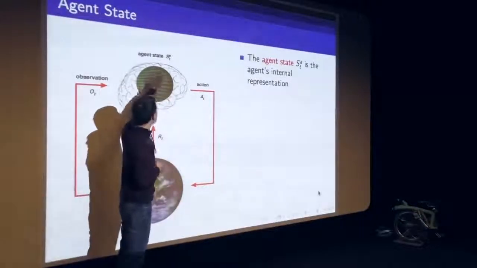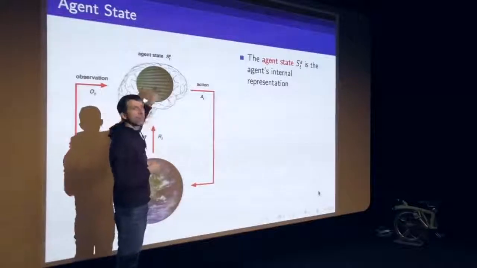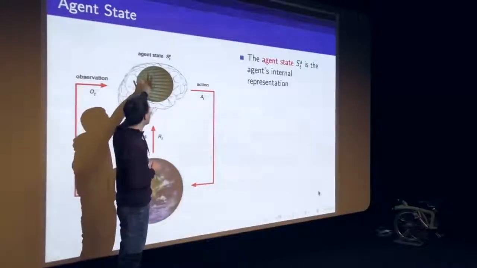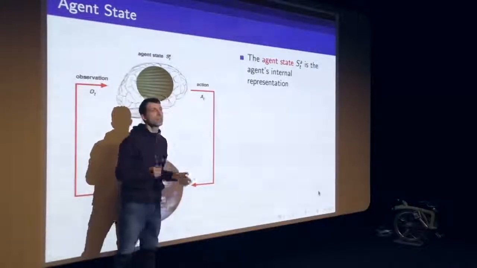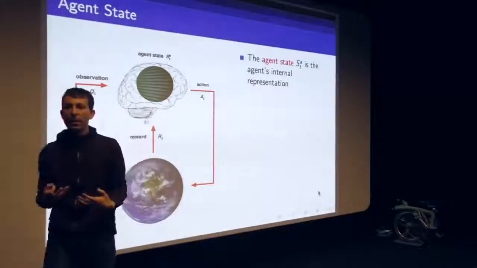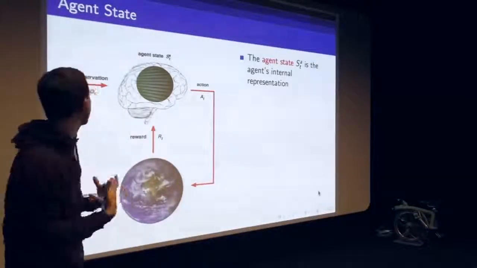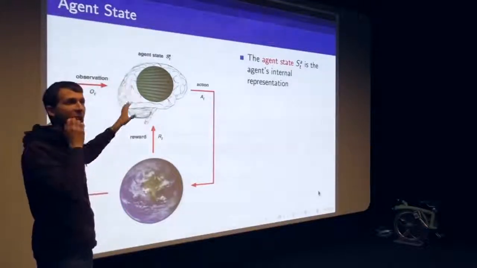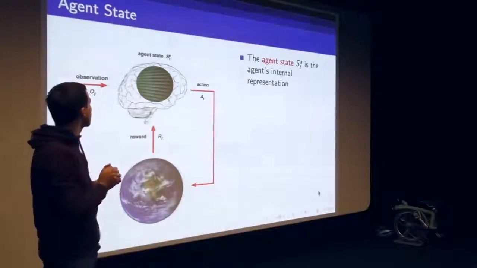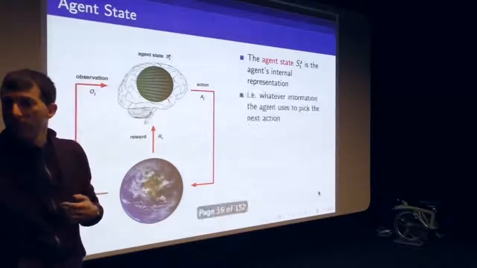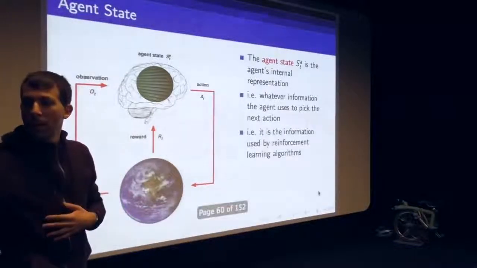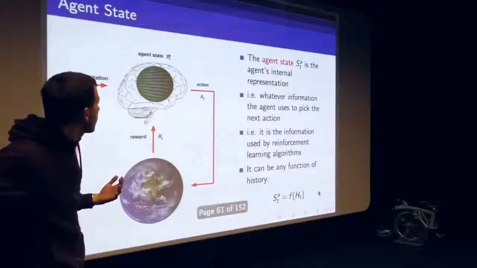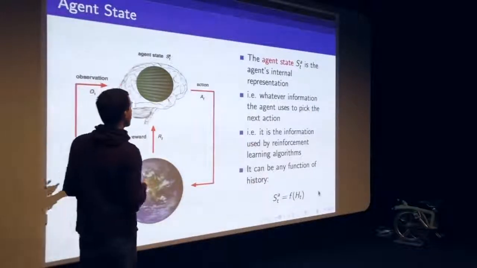So whatever information we choose to store and capture here is what we call the agent state. Whatever information is used to pick our next action, that's what we call the agent state. And that's our decision. Our decision is how to process those observations and what to remember and what to throw away. There are many different choices there, which we'll talk about. And this is the information that's used by our reinforcement learning algorithm.